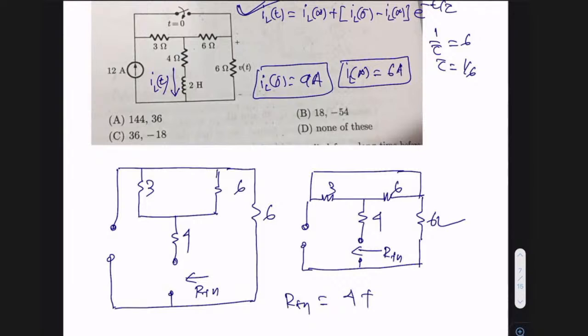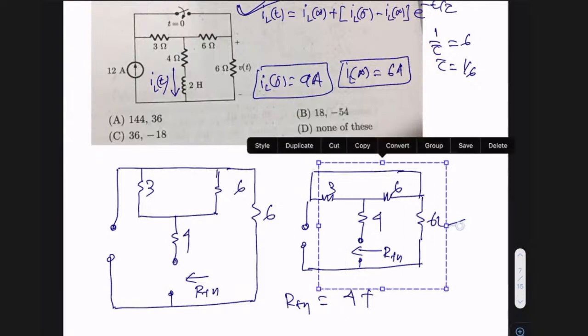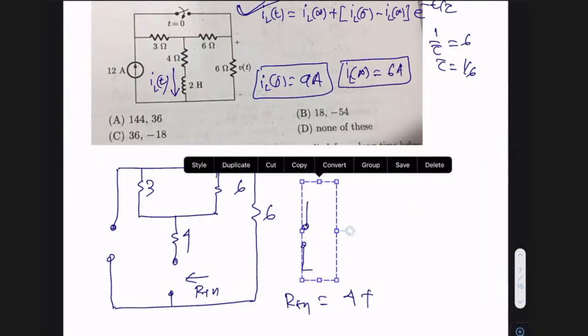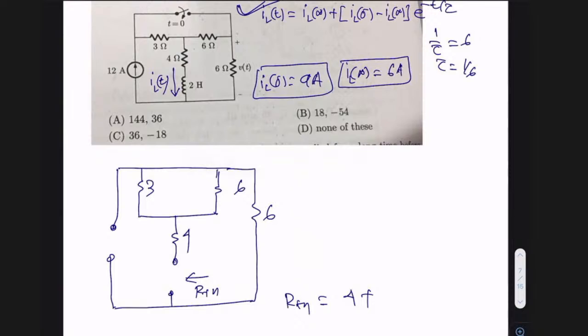So in this path, if you try to redraw this, it will now be simpler. There should be clarity, okay? That's why I'm solving step by step. So 3 parallel with 6 is 2. So this is 2, this is 6, and this is your 4.